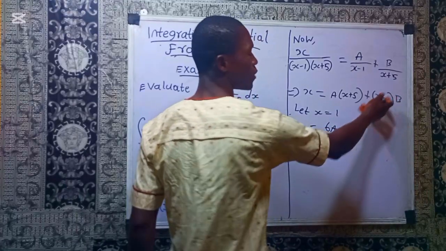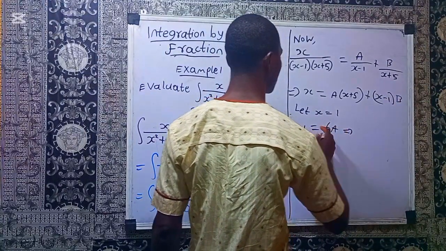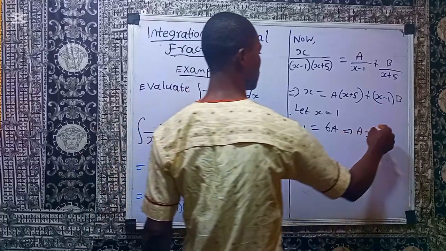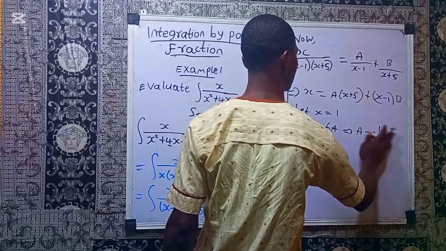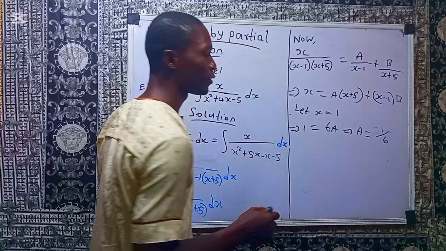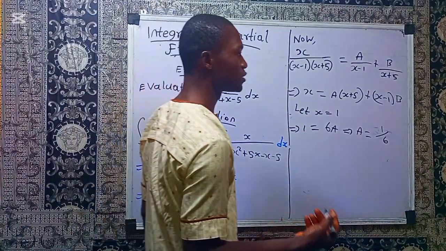And of course, if you put 1 here, the b will go 0. So we can solve for a. So this implies that a is equal to, if you make a the subject here, 1 over 6. So now we have gotten our a. So next is to get our b.